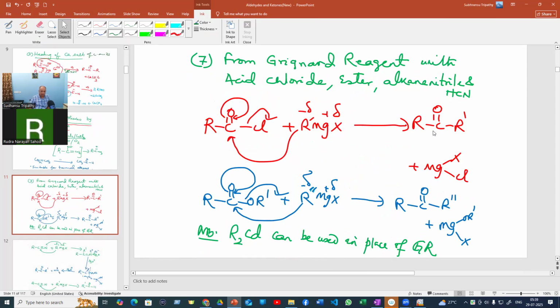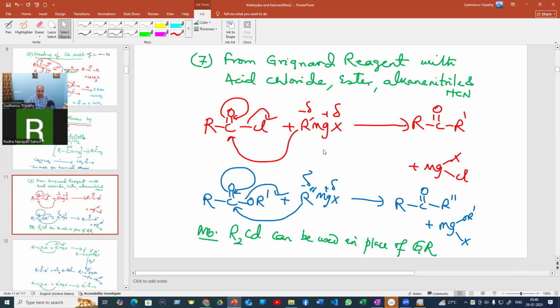And the next one is interesting. From Grignard reagent with acid chloride, ester, alkane nitrile. Of course, hydrogen cyanide is another nitrile. Hydrogen cyanide is not called nitrile unless there is another carbon at least. You can't call it methane nitrile, because it sounds weird, ridiculous. It's an inorganic compound. Methane is an organic compound, so if you say methane nitrile, it sounds very ridiculous.